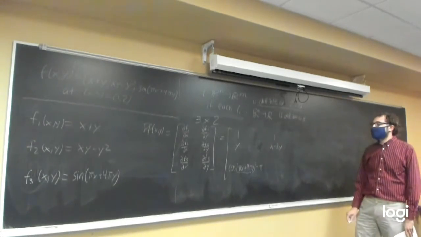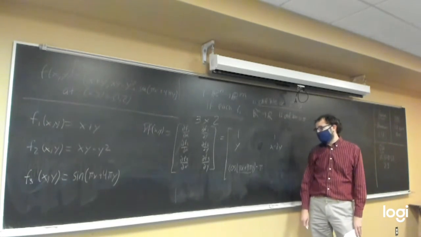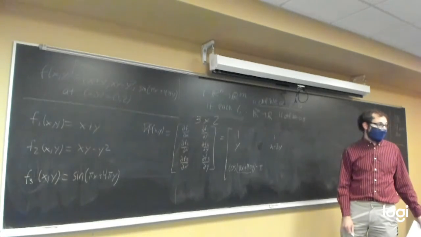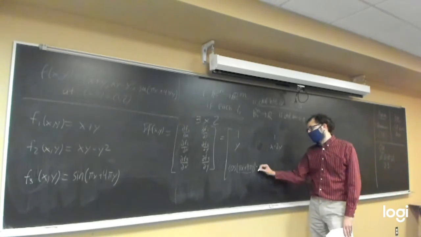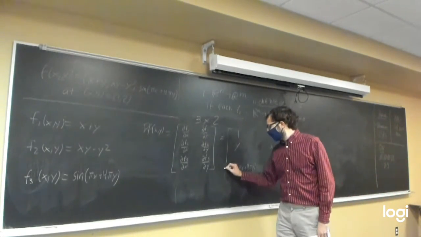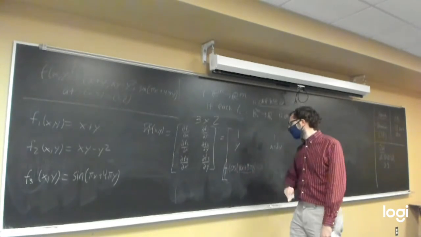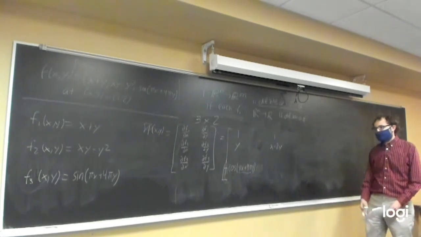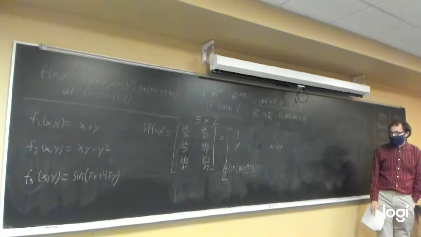So what we ultimately end up with is cosine of pi x plus 4 pi y times the derivative of the inside, which will be pi. Breaking our matrix a little bit to do it, but fit it in there.